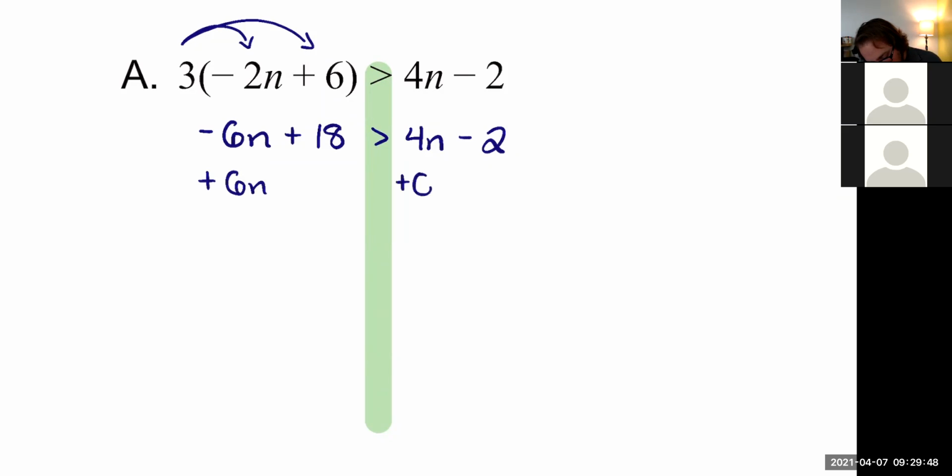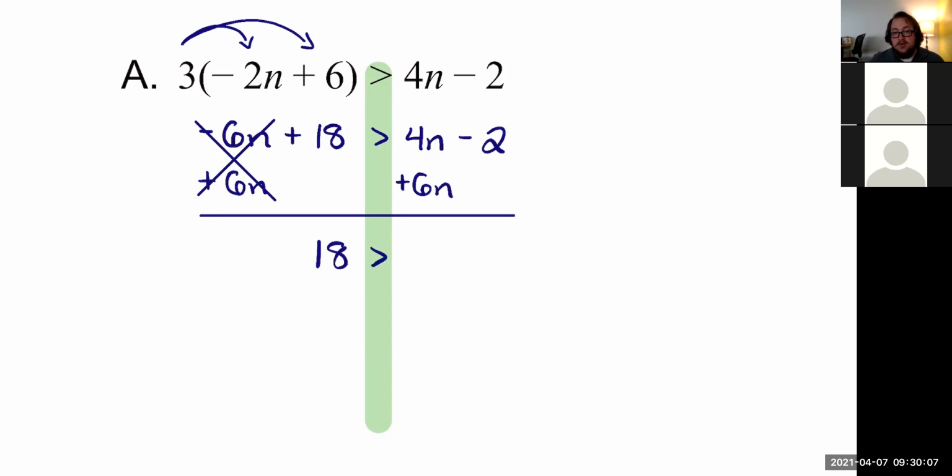But same thing with equations. We want our inequality to stay balanced as well. So we repeat that same process on the opposite side. Negative 6n plus 6n is 0, so it's gone, leaving me with just the 18. Bring down my greater than symbol. 4n plus 6n is going to give me 10n, and the negative 2 drops on down as well.